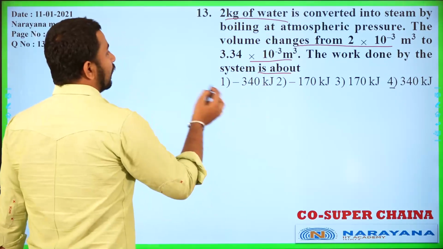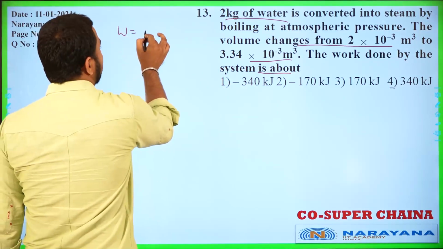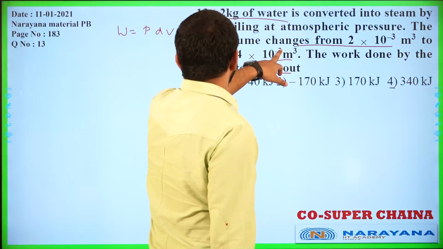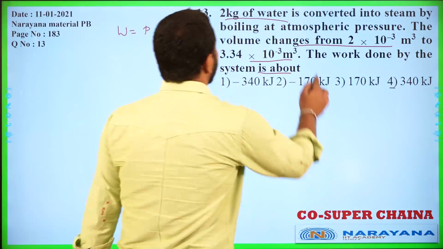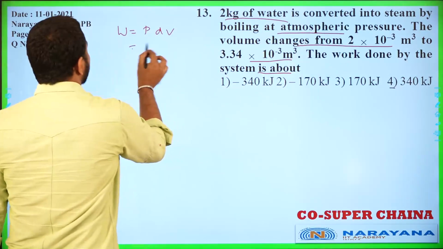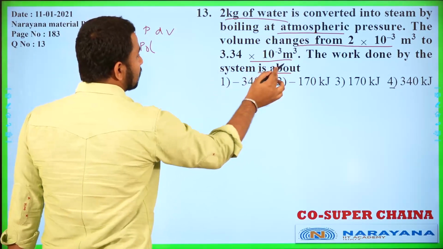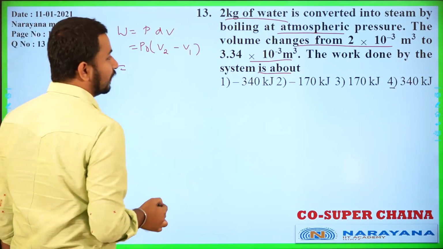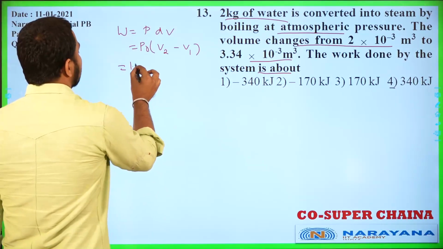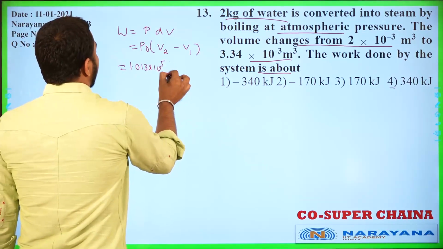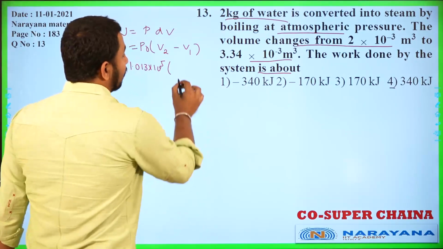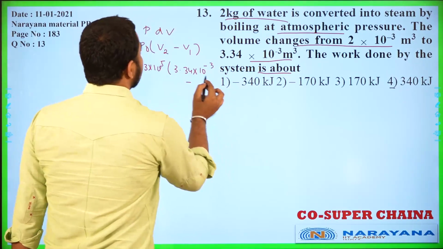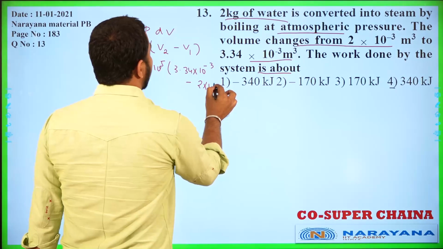So if you see here, simple. Work done will be equal to P dV. We can calculate it here. This P is given as atmospheric pressure, so it will be P naught, and dV is V2 minus V1. So just substitute the values here: 1.013 into 10 to the power 5, and V2 is 3.34 into 10 to the power minus 3 minus 2 into 10 to the power minus 3.